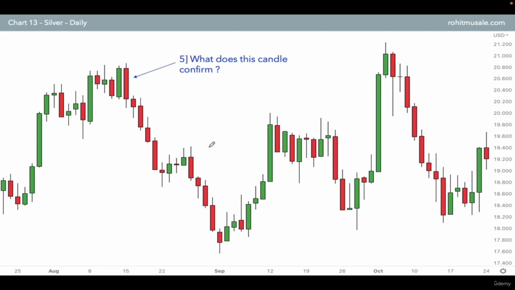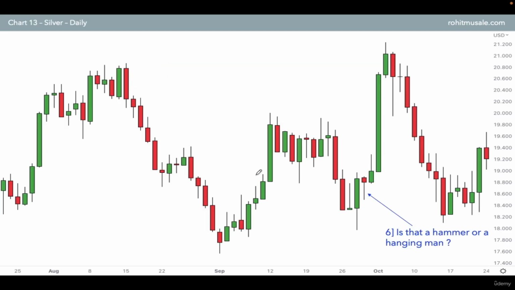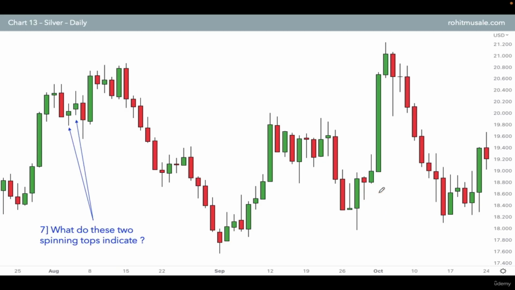Number 5, what does this candle confirm? So this red candle. Number 6, is that a hammer or a hanging man? So this small red candle. Number 7, what do these two spinning tops indicate? So you have to look at this candle and this candle. What do these two spinning tops indicate?